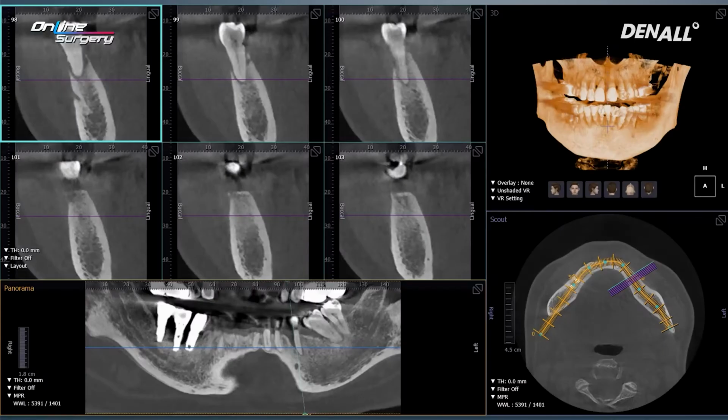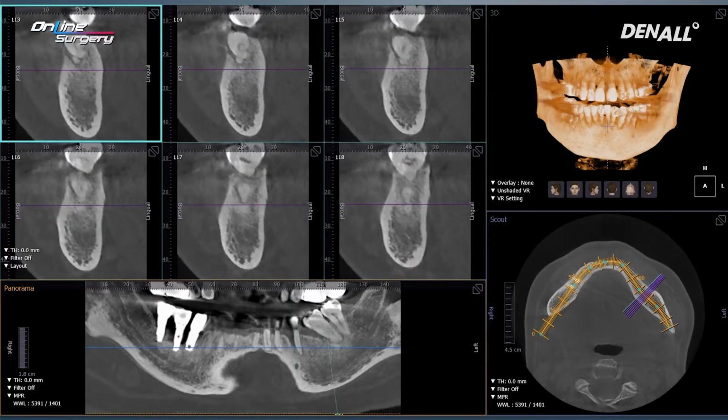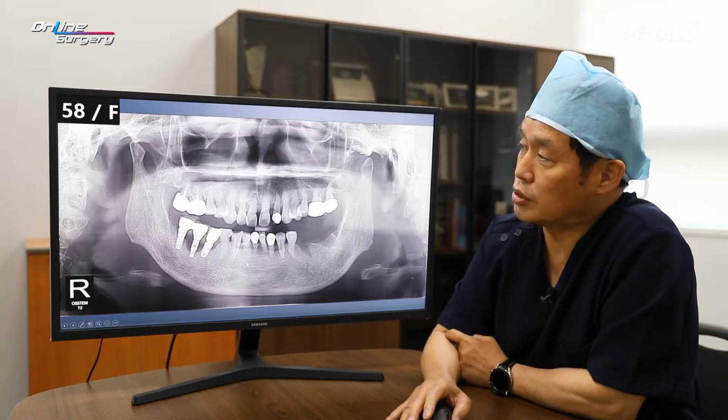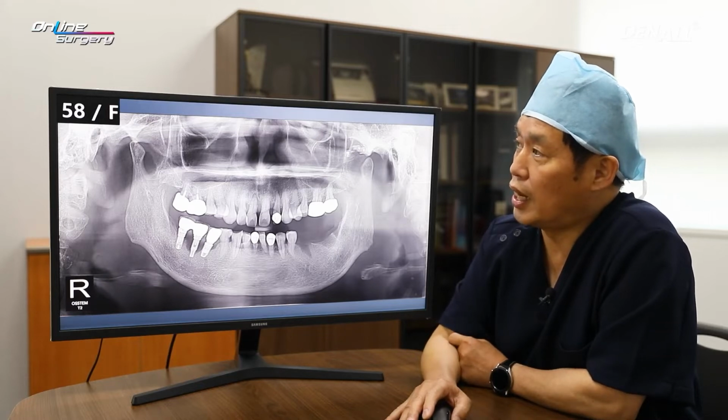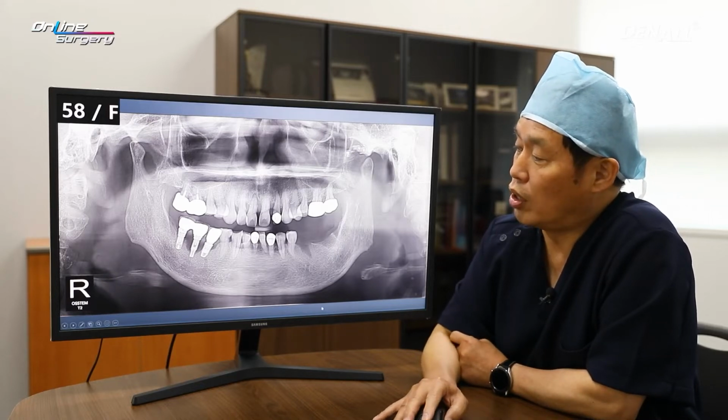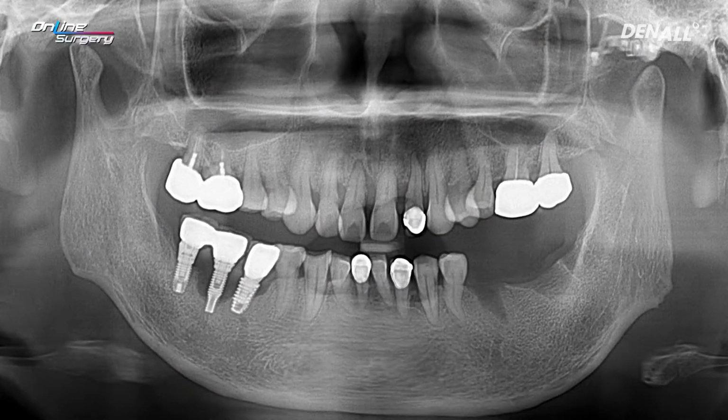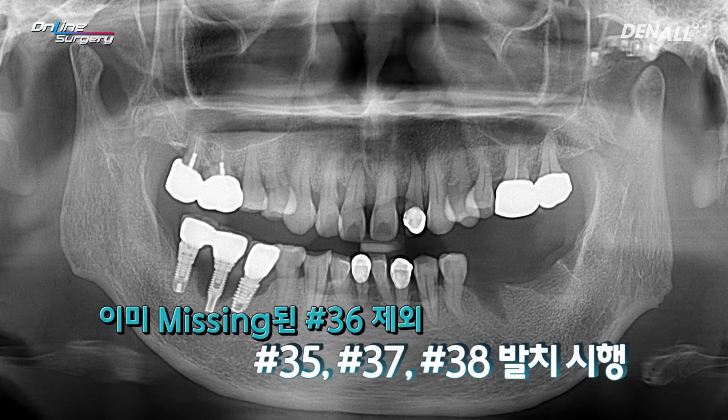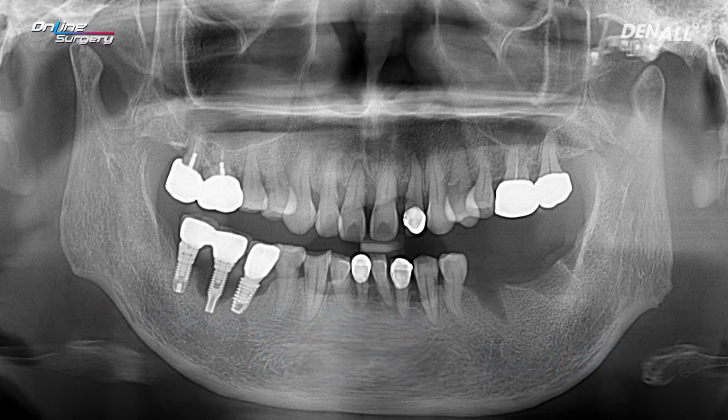Looking at CT number 5, alveolar bone has been resorbed significantly. In number 6, it was missing. Number 7, it is tilted mesially. And there's a lot of alveolar bone loss. The patient was in great pain and at initial visit, extraction was done. In the lower left posterior area, apart from number 6, which was already missing, number 5, number 7, which was tilted, and wisdom tooth was extracted.